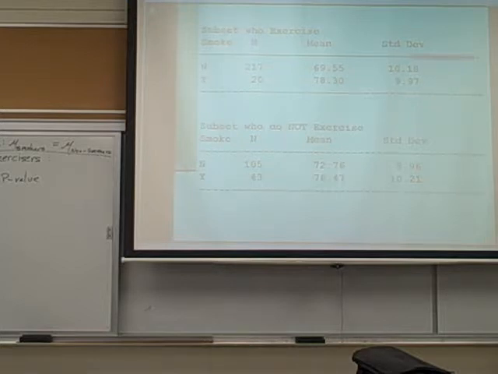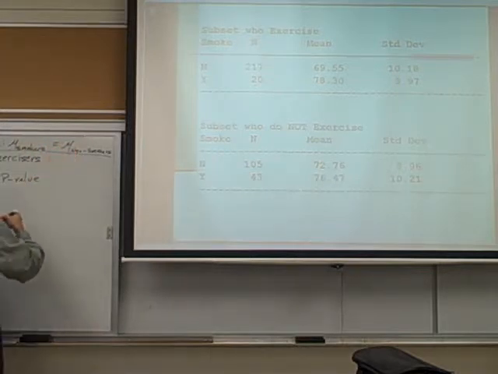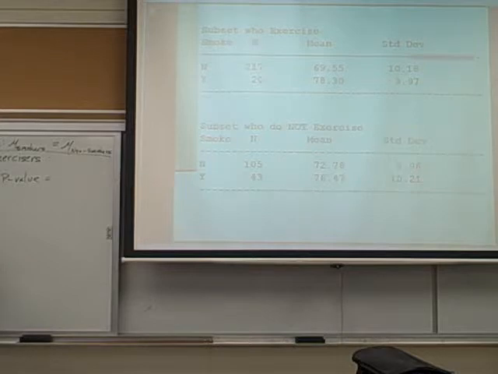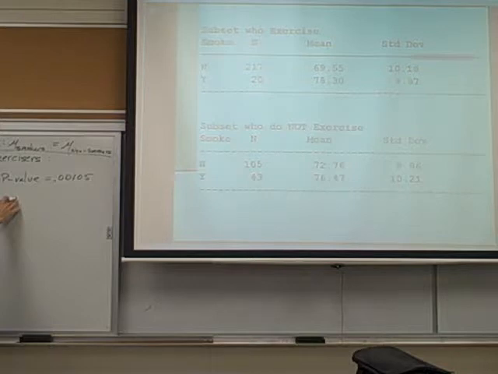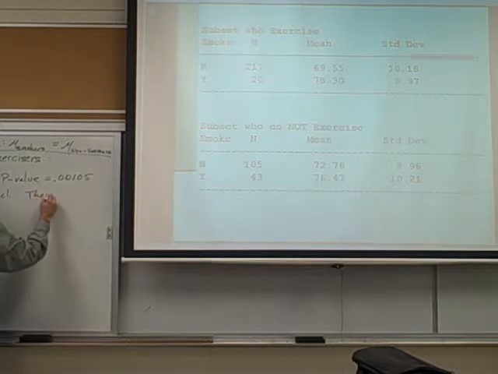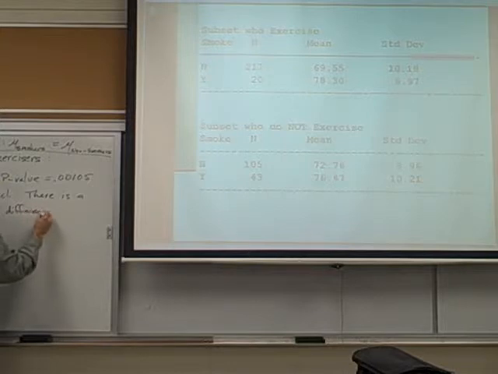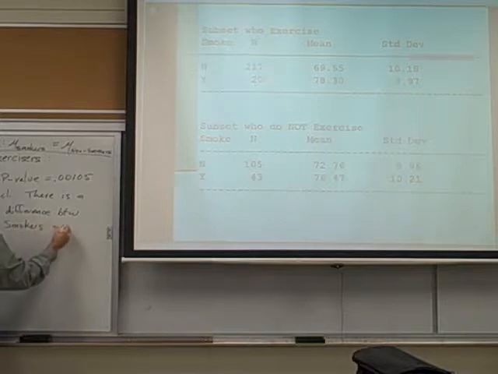Yeah, that is right. Okay, so here we go. Among the exercisers, what was the p-value for that test? 0.001, and it was a 0.05 or something, right? Yeah, 0.06. Okay, so what's the conclusion? There is a difference between smokers and non-smokers in heart rate.